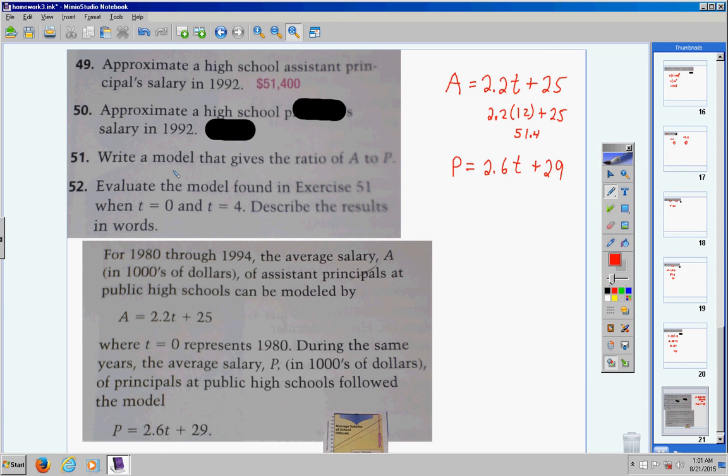Or at least let's hope not. So if it's in thousands, what you do when you get this answer is then multiply it by 1,000 to give you out the real salary, and you will get 51,400. Okay, so not too difficult. All right, moving on to number 50.